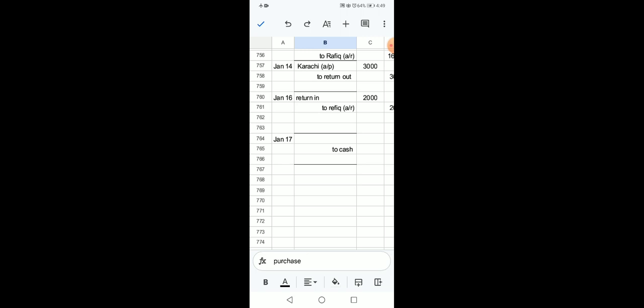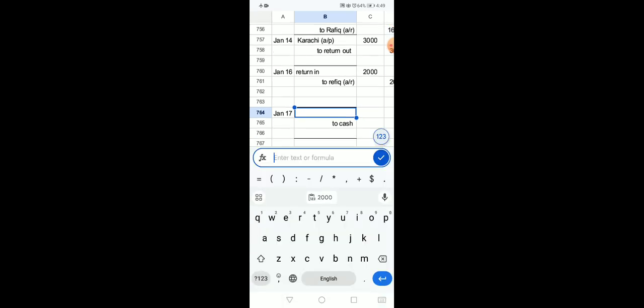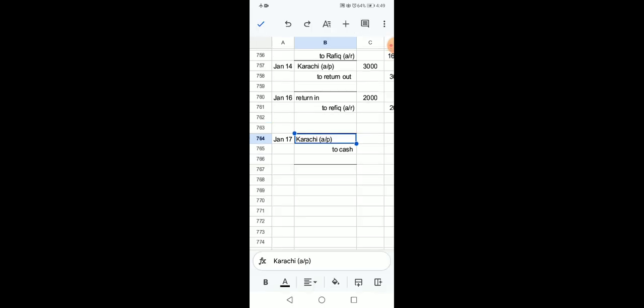Liability would be decreased. Decrease in liability should be mentioned on debit side. So you will mention name of Karachi on debit side. Though they were account payable, liability, but after payment liability decreases. Decrease in liability should be on debit side. So you have written Karachi on debit side.